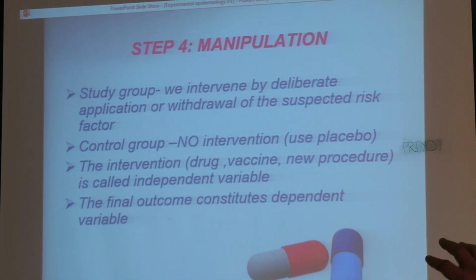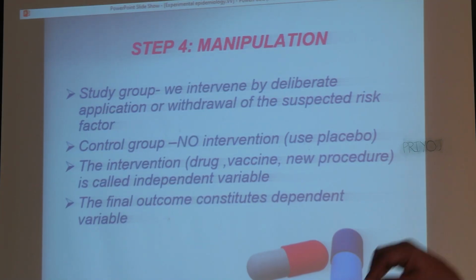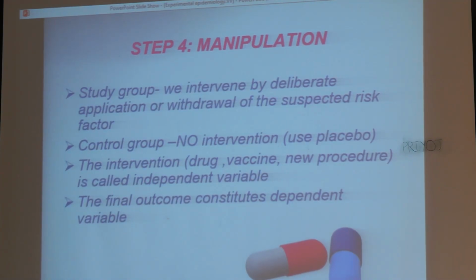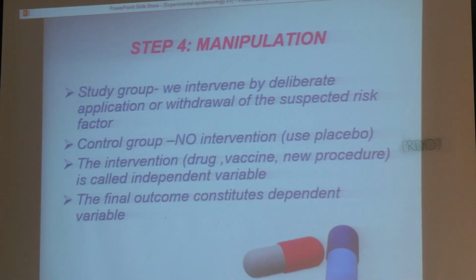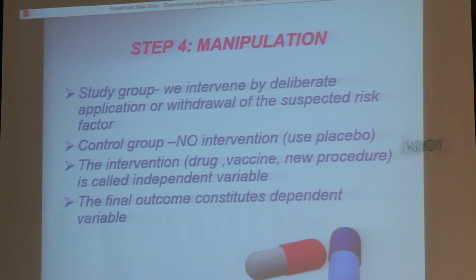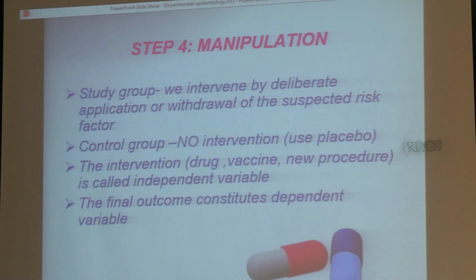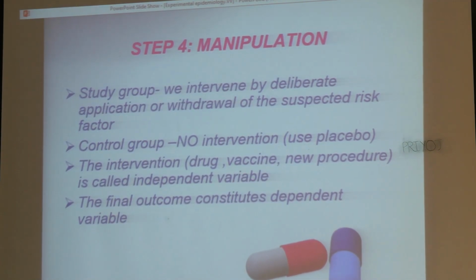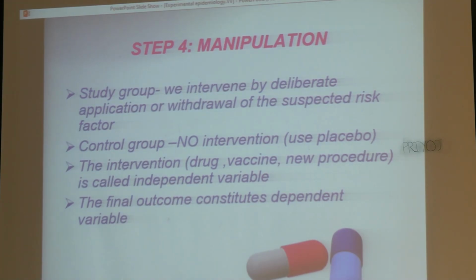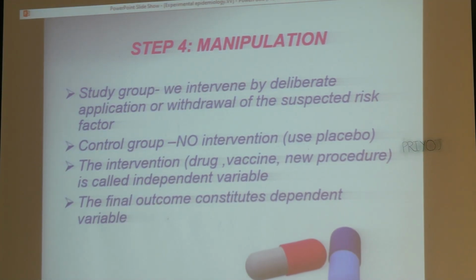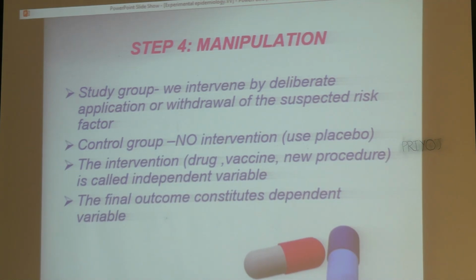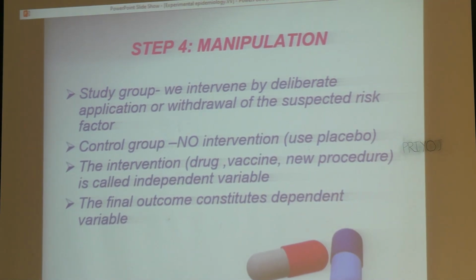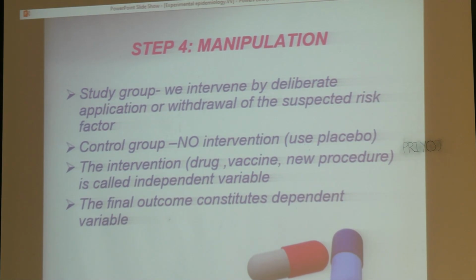Then we intervene by deliberate application or withdrawal of the suspected risk factor. So for example, control group, no intervention. Use a placebo. Ordinary thing. Intervention is you are giving a new drug, a new vaccine, a new procedure, and the final thing is the dependent variable. Like for example, this pap smear. You are giving that pap smear now, and the final result should be that the number of cases should be less.